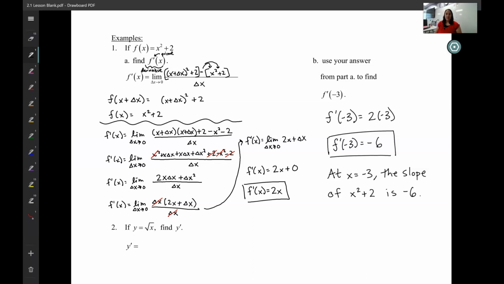Okay, in the next video, we're going to try another example where we apply this limit definition.